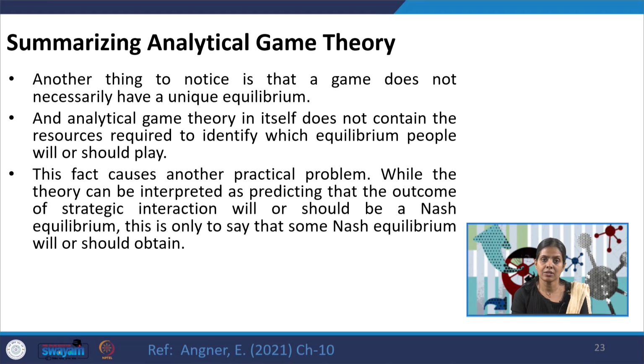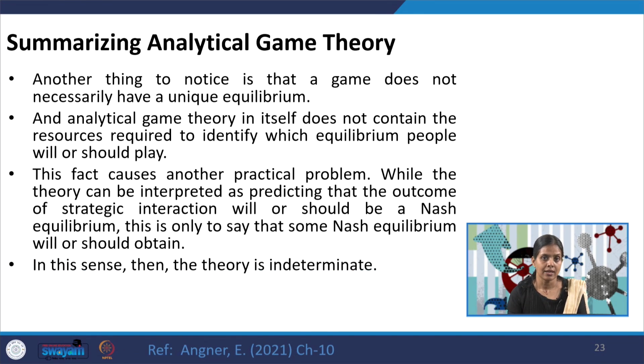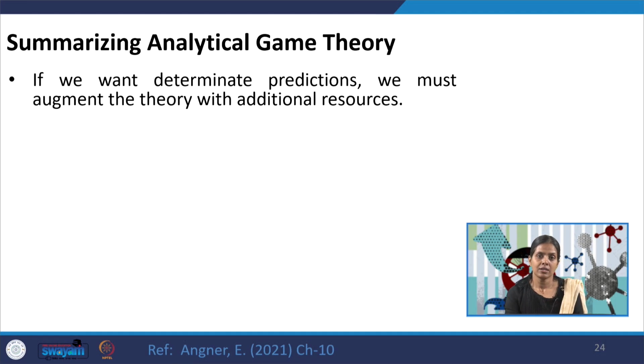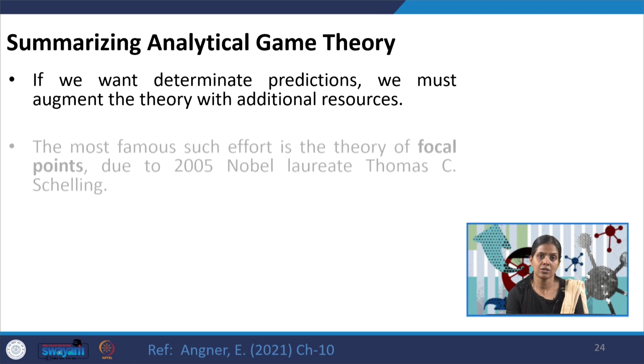The fact causes another practical problem. While the theory can be interpreted as predicting that the outcome of strategic interaction will or should be a Nash equilibrium, this is only to say that some Nash equilibrium will or should obtain. In this sense, the theory is indeterminate. And because some games have an infinite number of equilibria, the theory is radically indeterminate. If we want determinate predictions, we must augment the theory with additional resources.